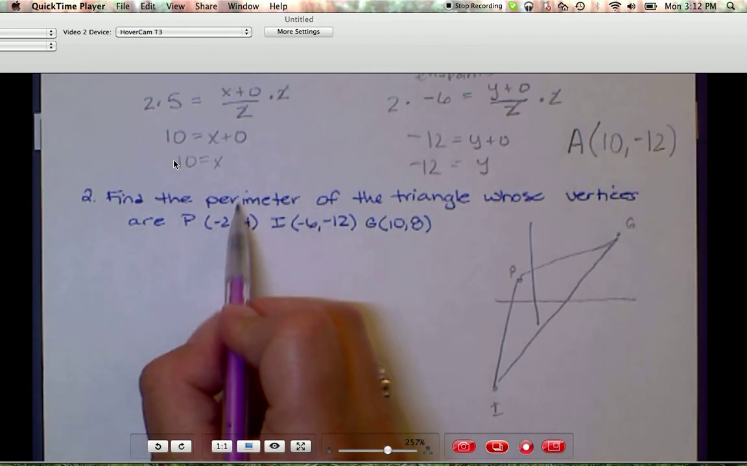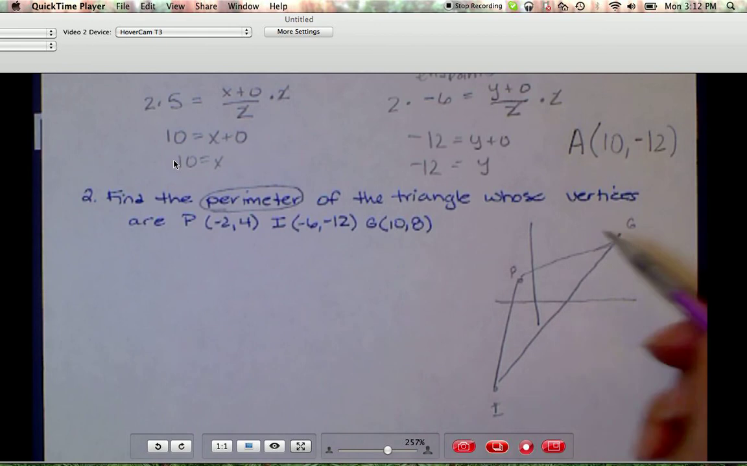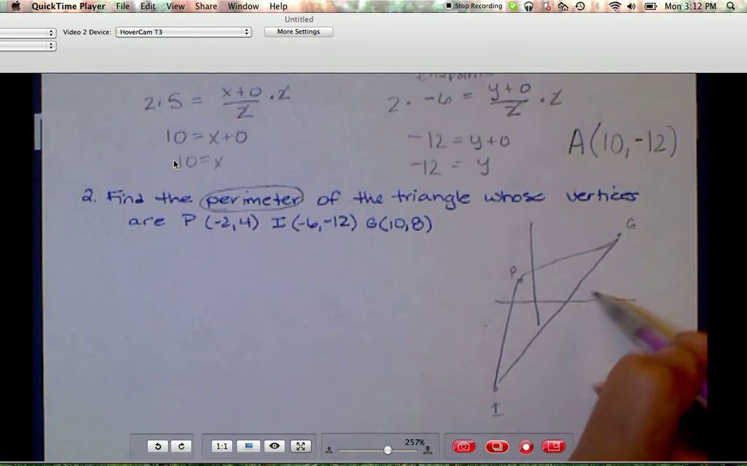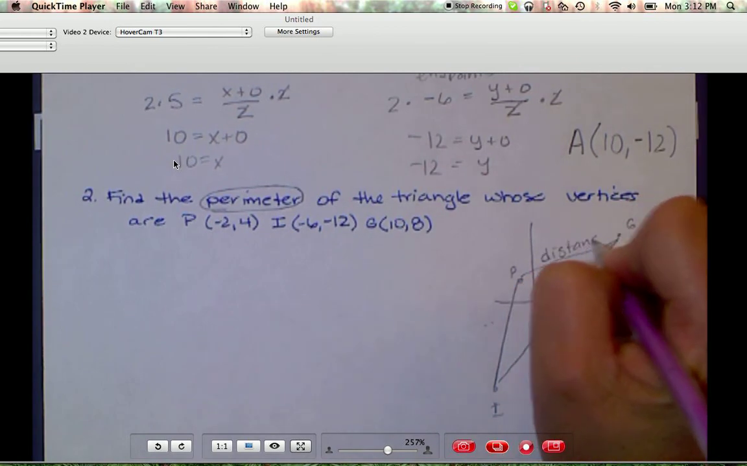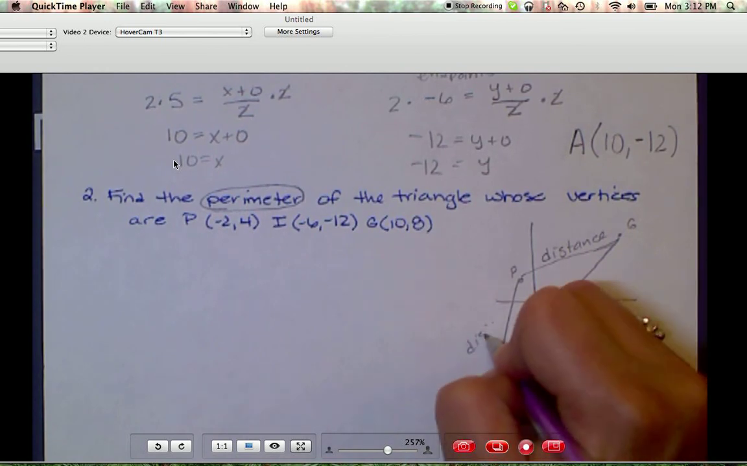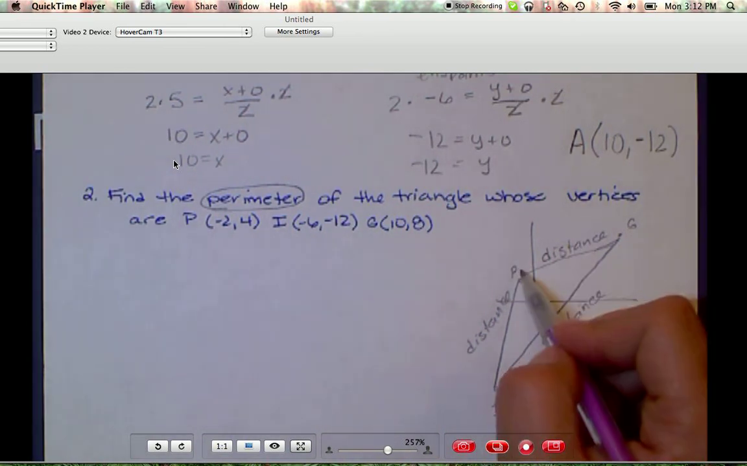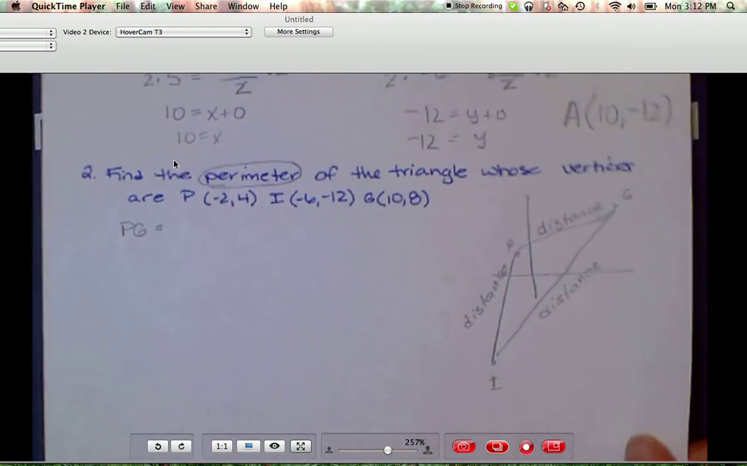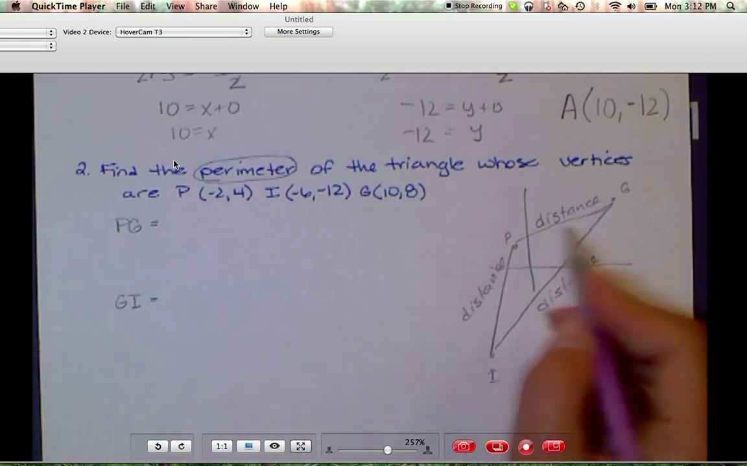And we want to find the perimeter. How do we find the perimeter? We find the perimeter by adding up the lengths of all three sides. So how do we find the lengths of each of these sides? We need to find the distance here. We need to find the distance here. And we need to find the distance along this length. So we need to use the distance formula 3 times. Once for PG, once for GI, and once for PI.